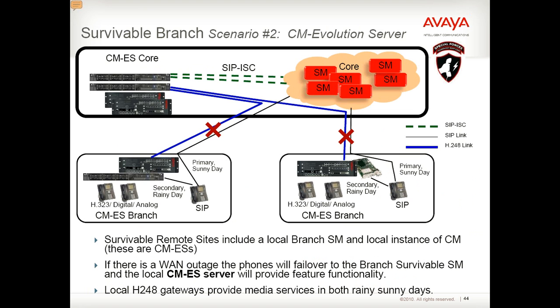The survivable remote sites include a local branch session manager and a local instance of CM. So in this scenario, if my WAN was to fail, if I lose connectivity to my WAN, at my branch I have a session manager and a communication manager to handle things locally.